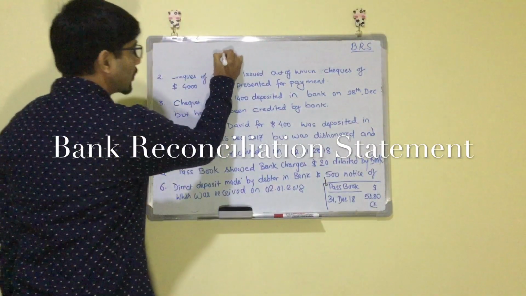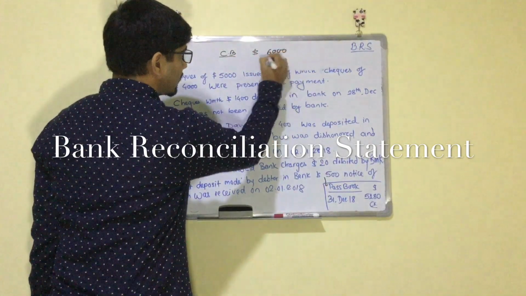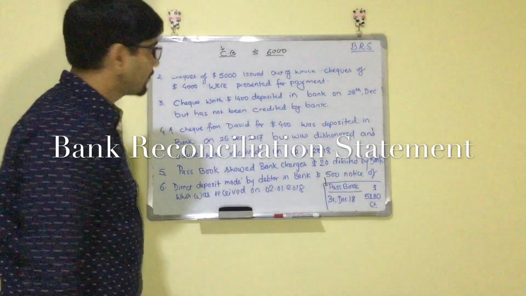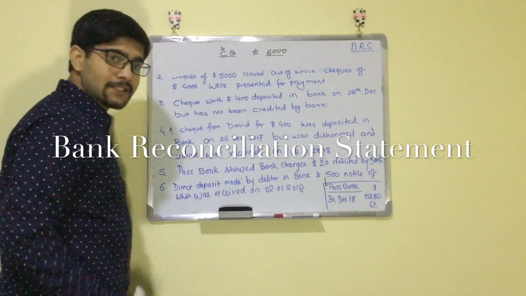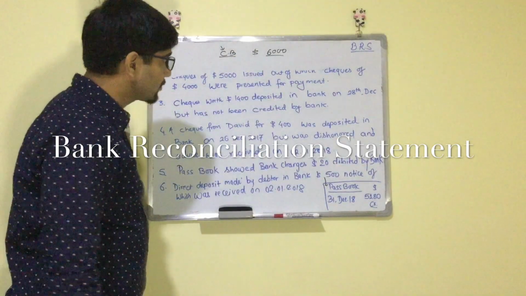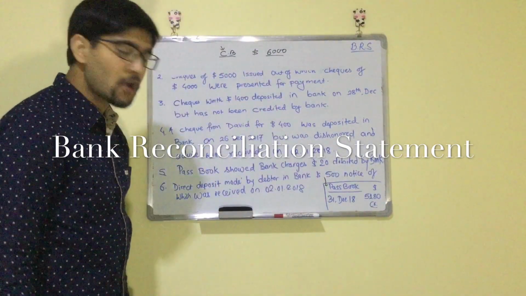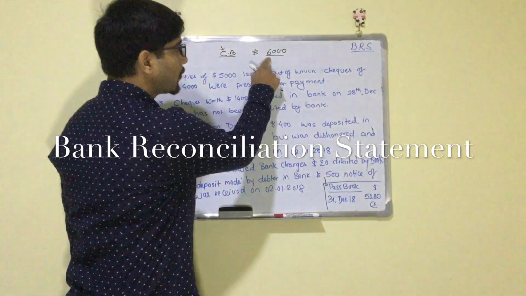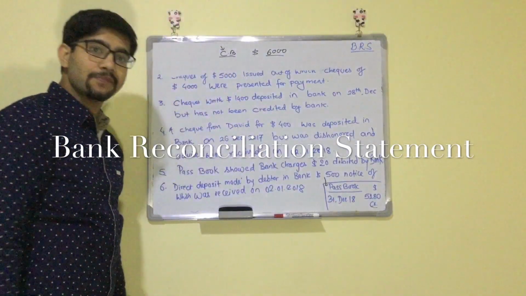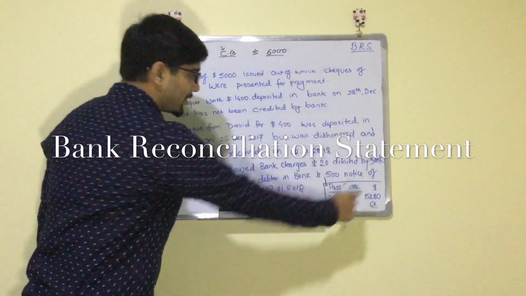And as per the cash book, we have $6,000. This is the book which the entity or organization prepares. As per the organization, it has a bank balance of $6,000 as per its cash book. But the bank shows that it is only $5,180. So there is a mismatch between the cash book prepared by the organization and the passbook prepared by the bank.